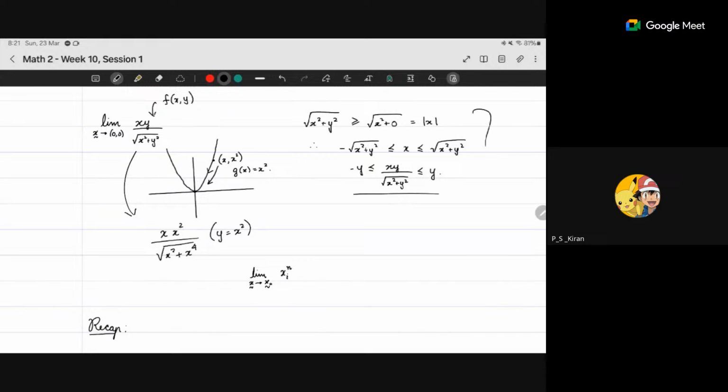Did you guys understand this part? Yes, sir. Sandwich theorem, sir.